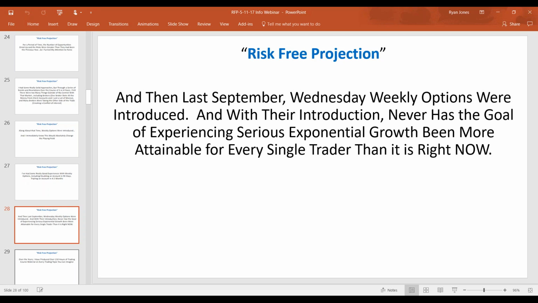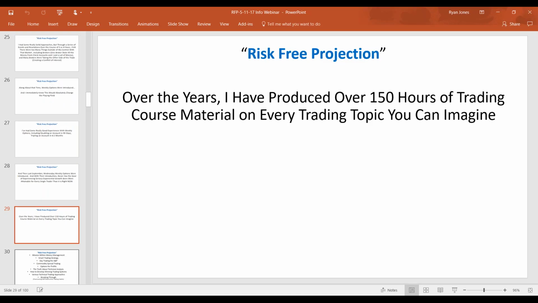The playing field, if you know how to take advantage of it, there has never been an opportunity like there is right now with weekly options. And it's only going to get better in the future because eventually they're going to introduce Monday options, and then you're going to have even greater flexibility with putting the probabilities on your side.